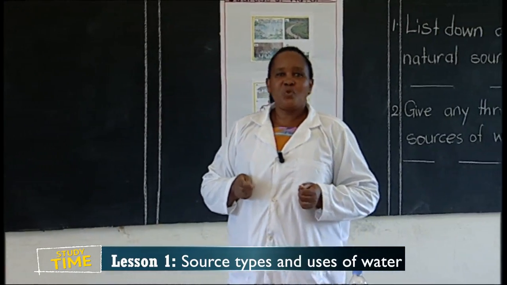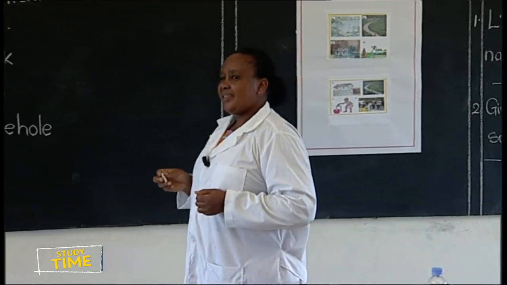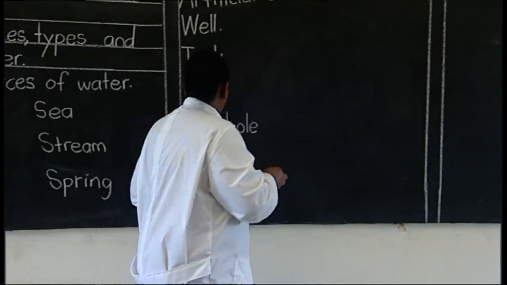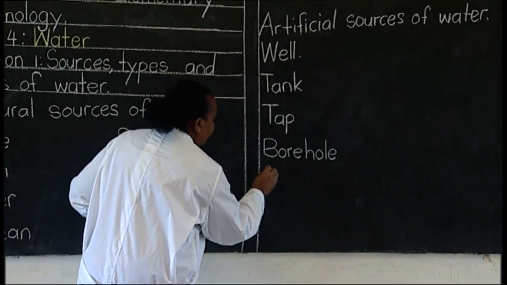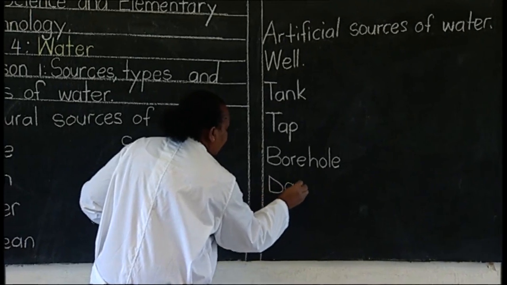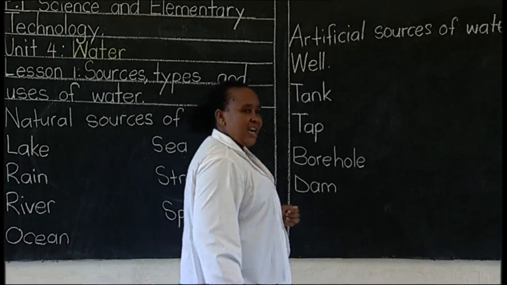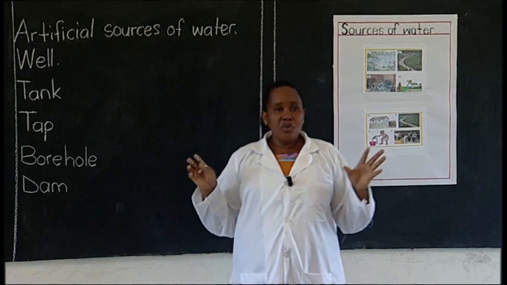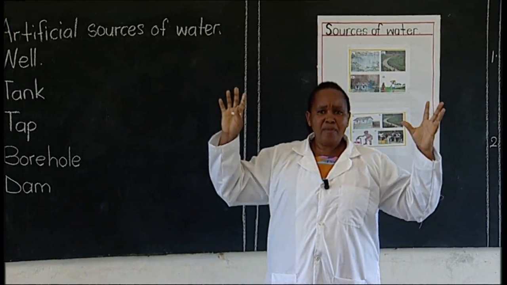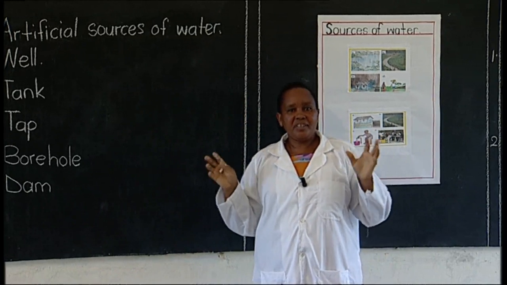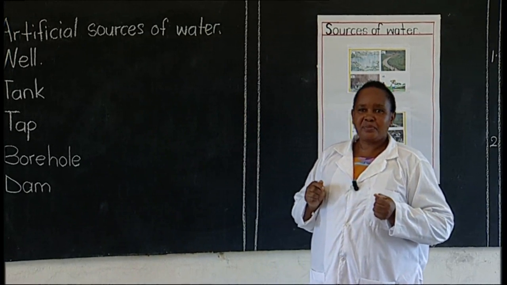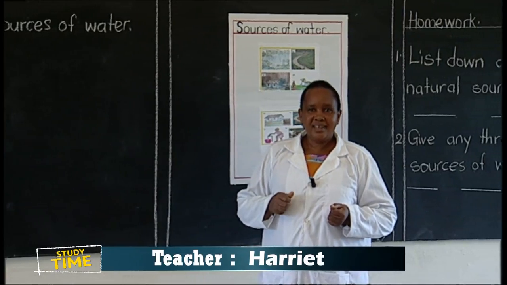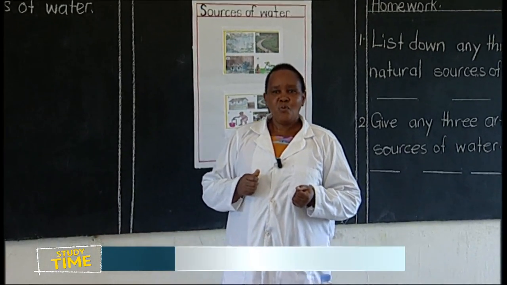Okay, there is one which is very important, and we call it a dam. A dam. And this is how we write the word dam. We write dam, like that. A dam is a man-made lake. A man wakes up, goes and digs a very big hole, and water collects there and it becomes a dam. So a dam is a man-made lake and it is a source of water.